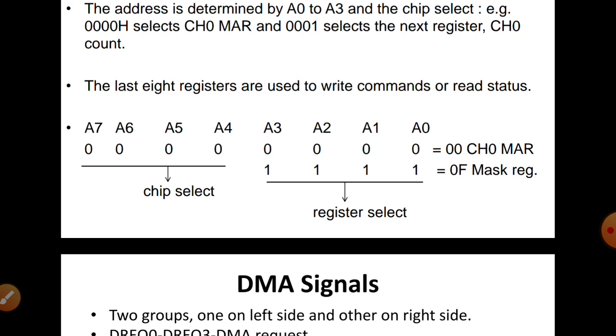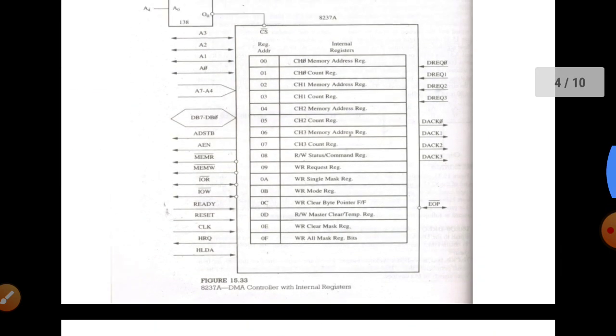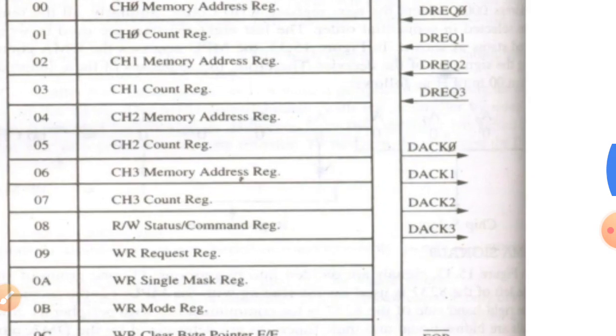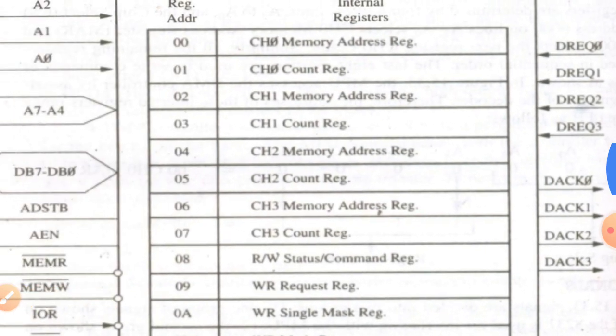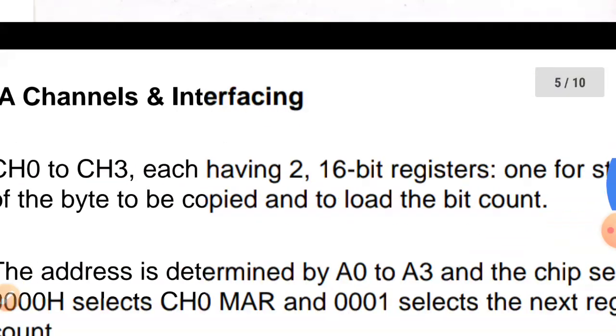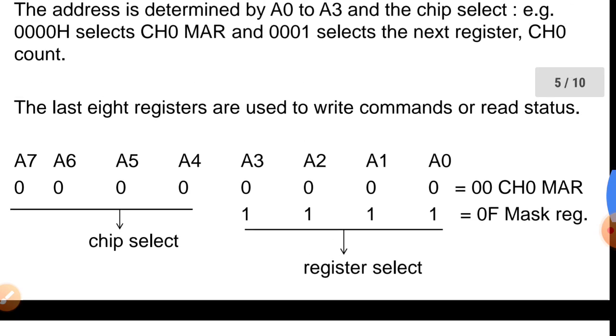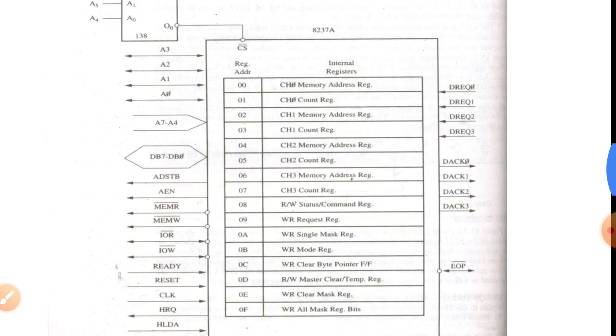Now, let us discuss the DMA signals. These DMA signals are grouped into 2. One are those signals which are available on the right side of the DMA, and another is the set of signals which are available on the left side. So, we will discuss them individually. First of all, we will discuss the right side signals. What are the right side signals?